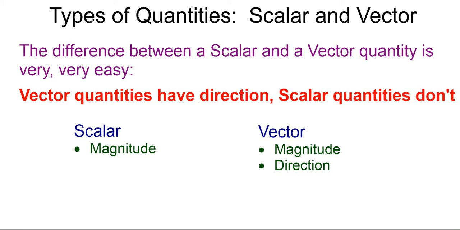There are two kinds of quantities, scalar and vector, and the difference between them is very, very easy. Vector quantities have direction, scalar quantities do not have direction. Here's a scalar. All it has is magnitude. That's the amount of the quantity. It's a number, say 5. A vector quantity, however, has that same magnitude, but it also has direction, doesn't it?